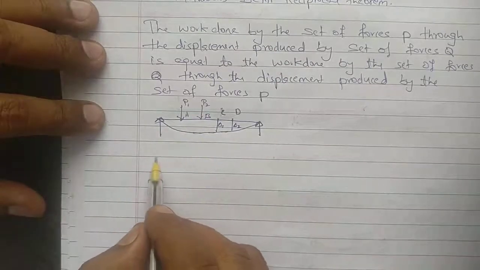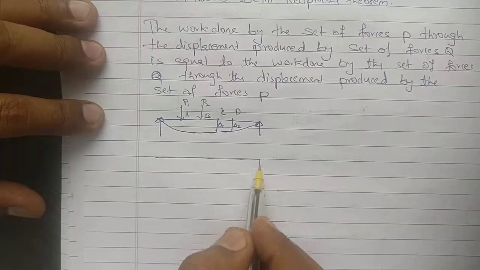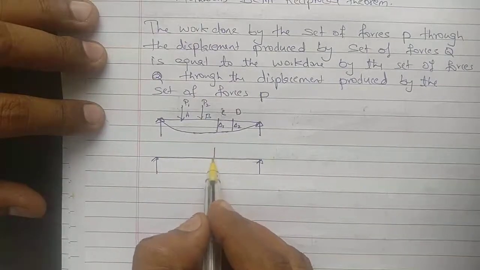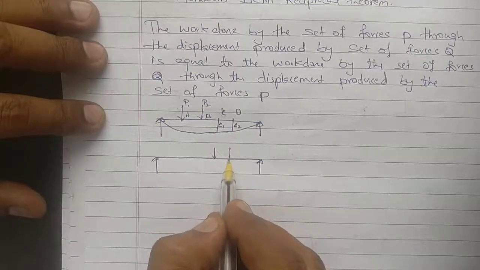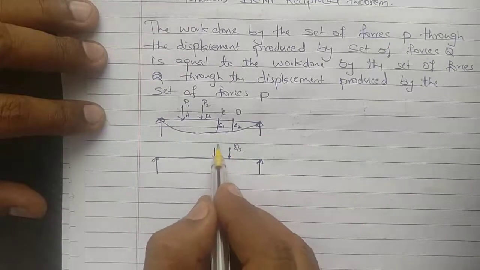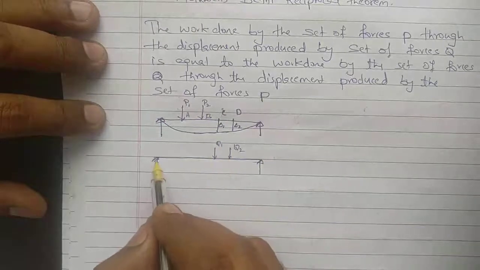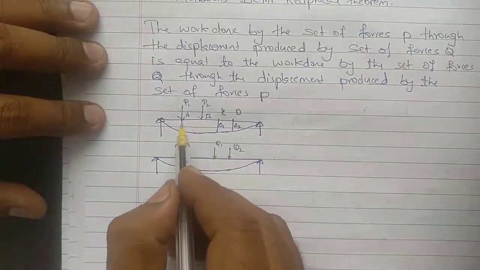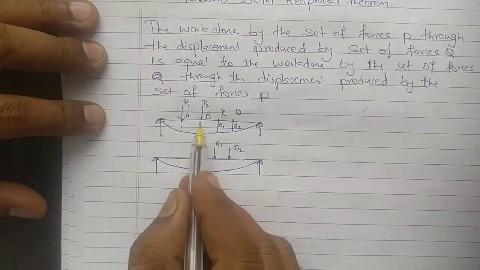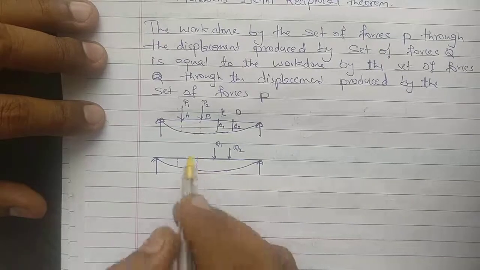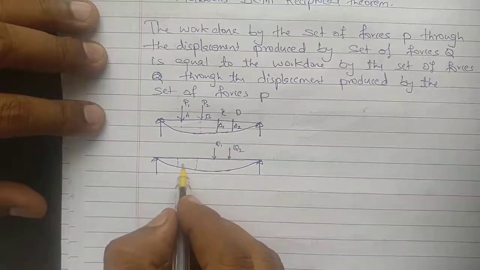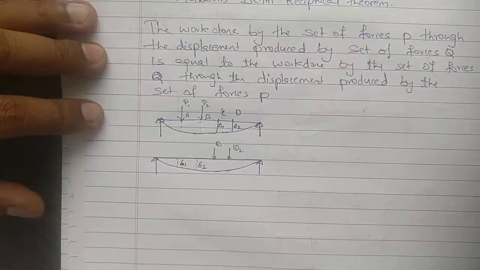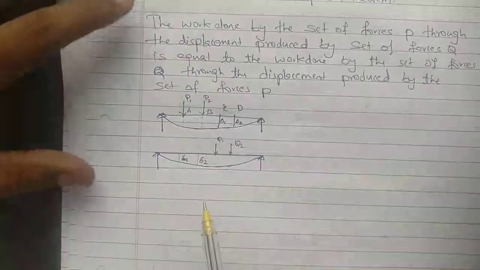Now in the next case, we have another set of forces, Q1 and Q2, applied at C and D. Because of Q1 and Q2, we again have a deflected shape. Now we calculate the deflection at A and the deflection at B, which are delta 1 and delta 2.